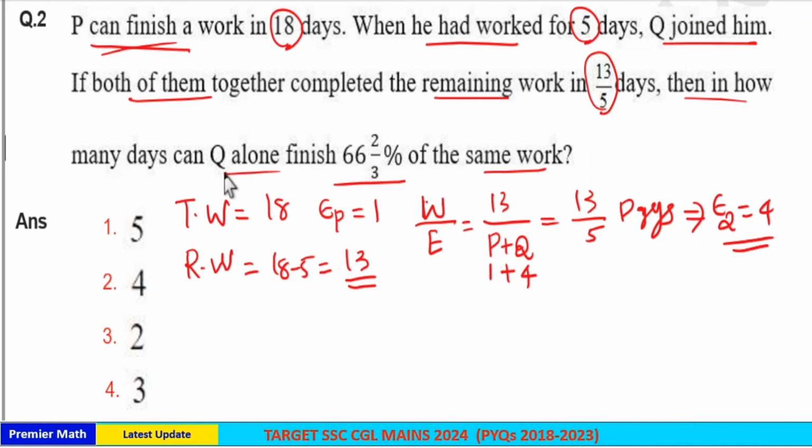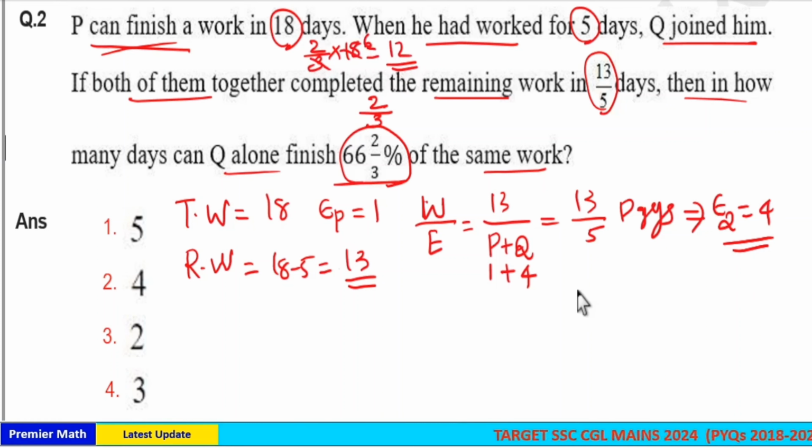Now we have to find in how many days Q alone finished 66 and 2 by 3% of same work. 66 and 2 by 3% work means 200 by 3%, which is 2 by 3rd work. Now 2 by 3rd of the total work means 2 by 3rd of 18, which is equal to 12 units. Here 4 units completed in one day.